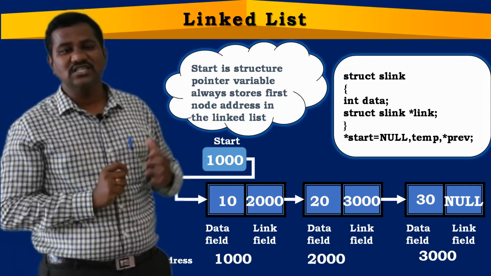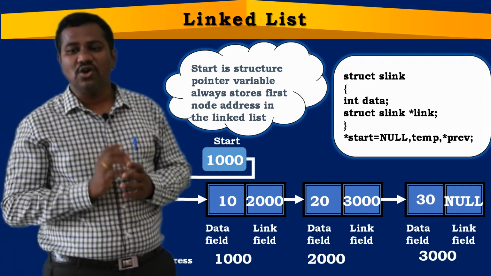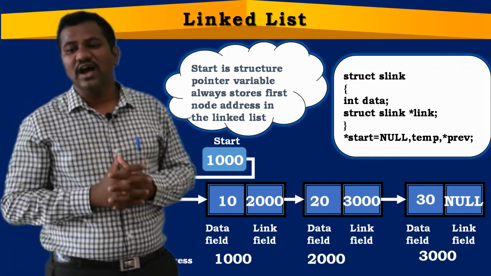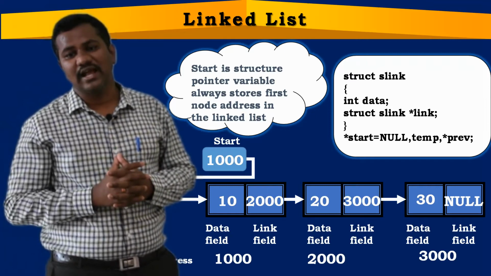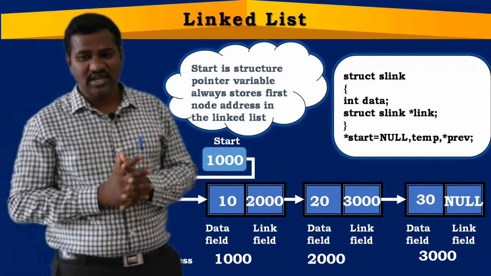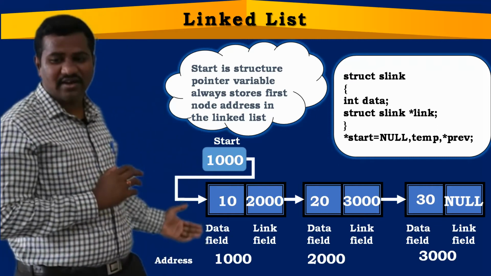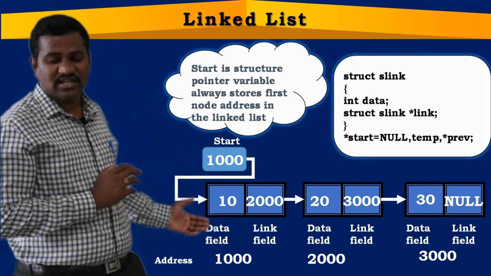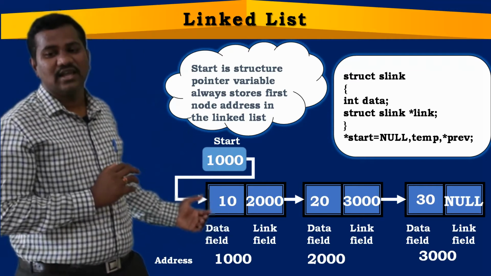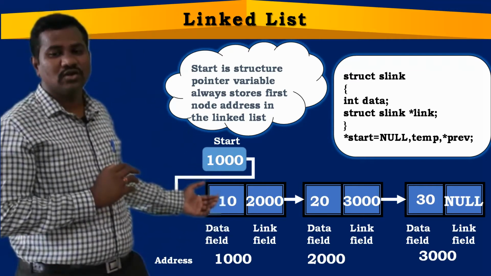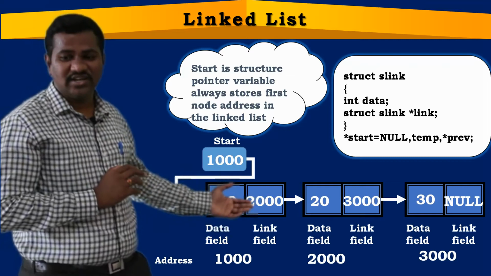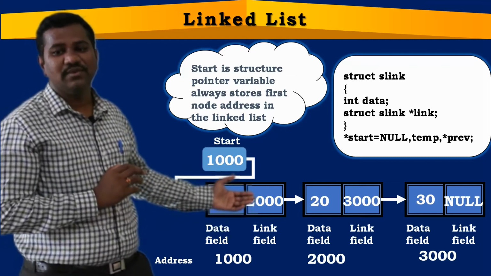Start is one structure pointer variable which always stores the address of first node in a linked list. Let us assume that I will be taking one block of memory, and that block of memory address is going to be 1000, which consists of data part and then link field. In the data part I'm going to store 10, and the link field initially I will be taking as null.